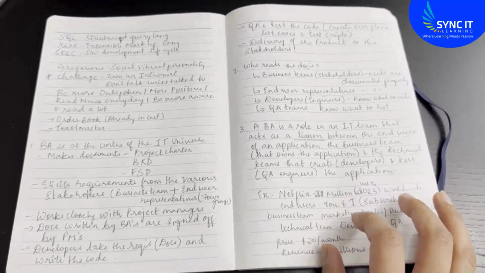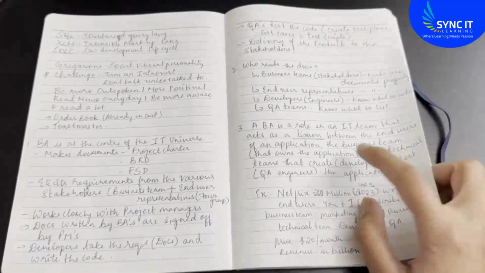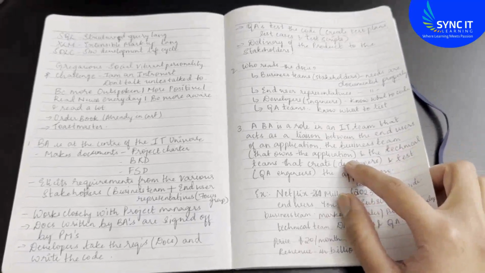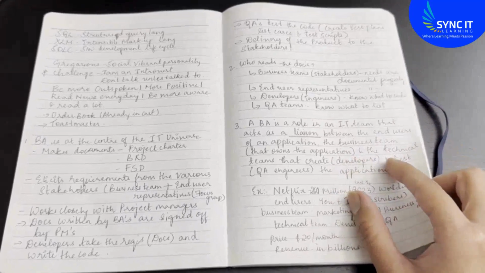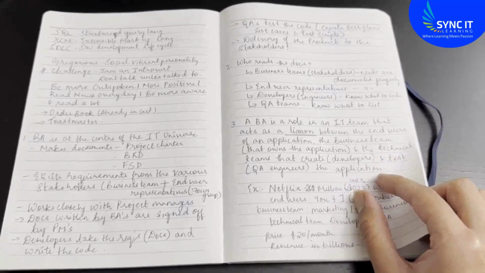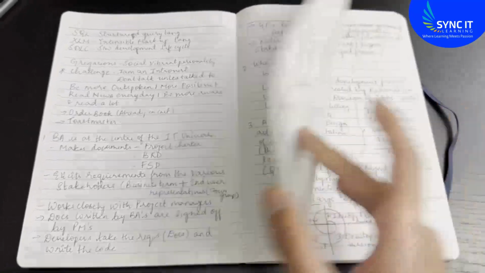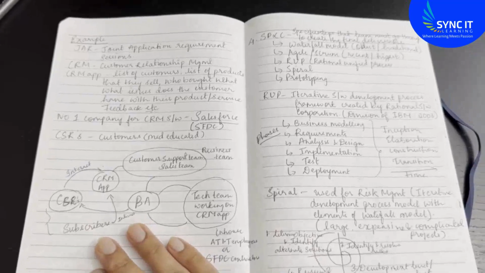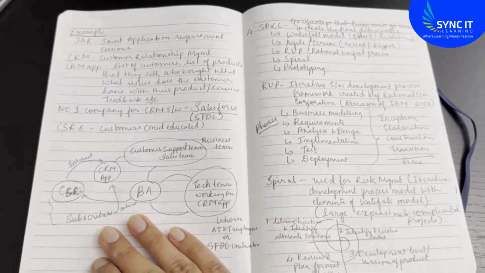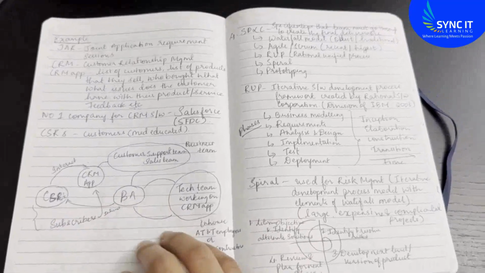We understood who reads the documents and the definition of BA, which is that he is a liaison between the end users of an application, the business team, and the technical teams that create and test the application. We understood how a business analyst uses the CRM app and his interaction.